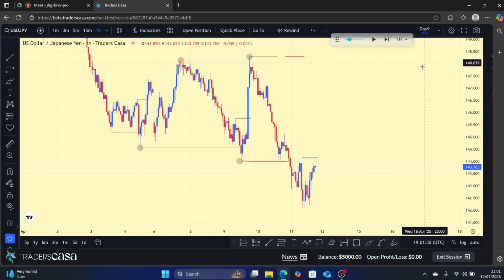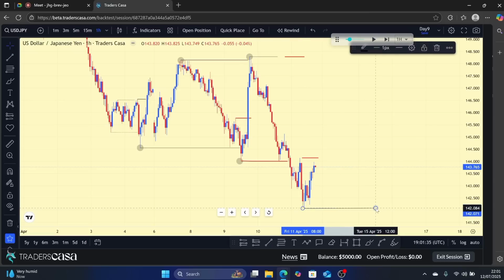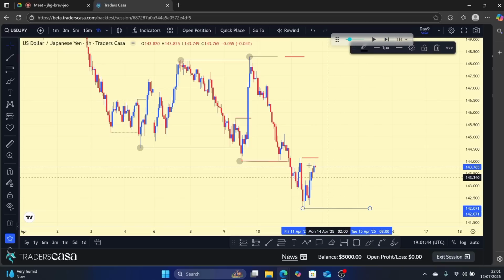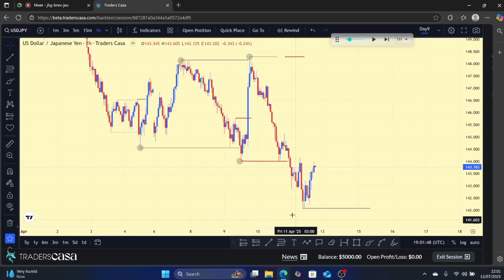Let me do this. All right, now this is better. So now I can draw the line here without any interference. All right, so that's the line, and this line is just a random low. Not until price takes out this high can I confirm this one here as a swing point low. So let me draw this line.